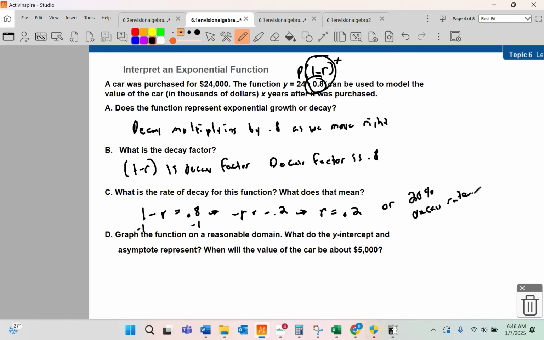Graph the function on a reasonable domain. What do the y-intercepts and asymptote represent? What will the value of the car be? When will the value of the car be about $5,000?